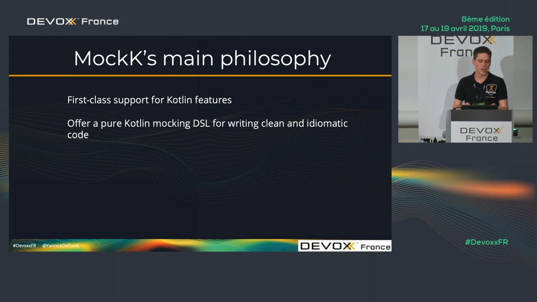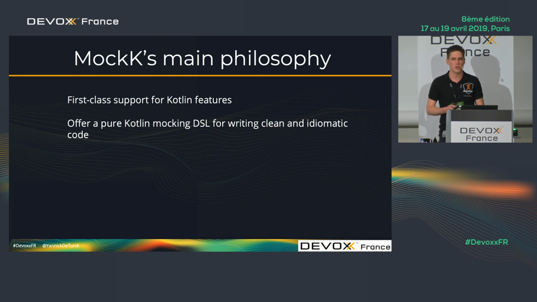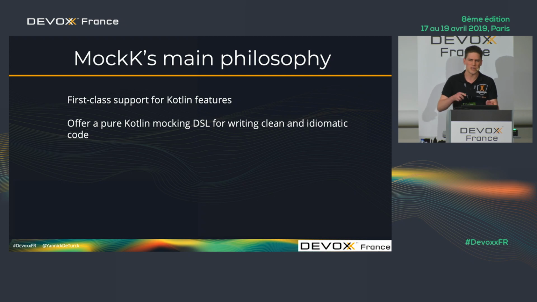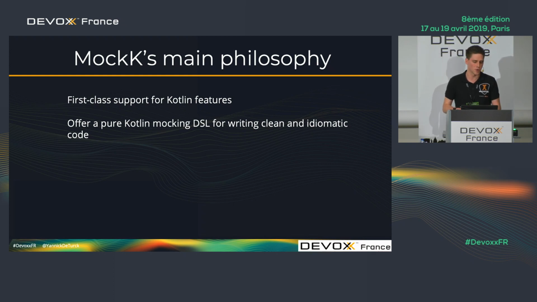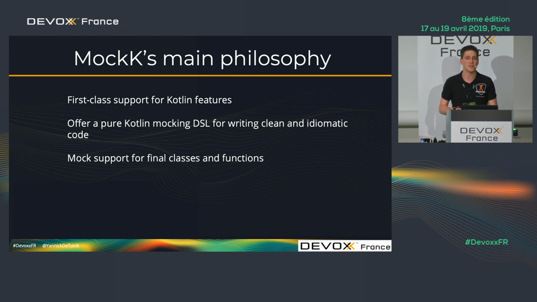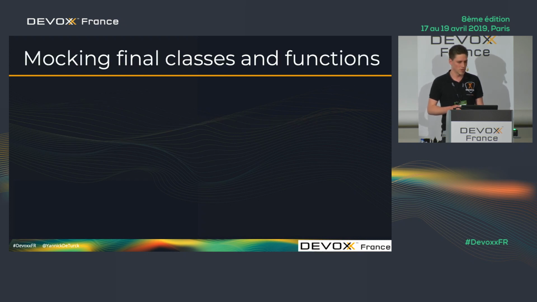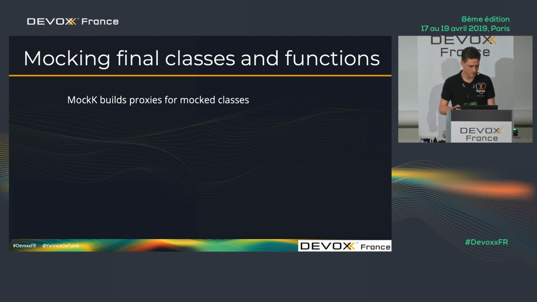With MockK, they want to offer a pure Kotlin mocking DSL for writing clean and idiomatic code as you're used to when working with Kotlin. It shouldn't feel Java-ish, it should feel clean and pleasant to use, like just programming in Kotlin. And of course, to provide mocking support for final classes and methods. Otherwise, we would be in the same case as with Mockito. So, mocking final classes and functions.